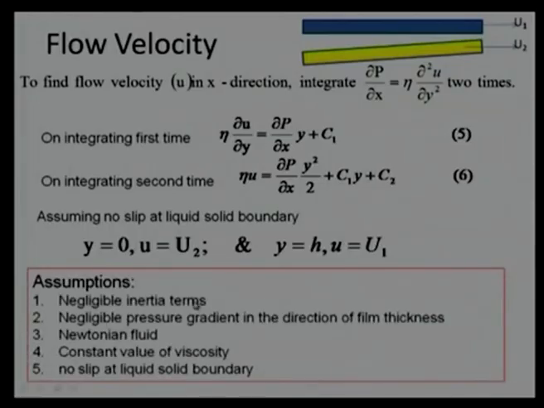Say initially we assumed inertia terms are negligible, second was that the pressure gradient in the direction of film thickness is negligible, we are not accounting for it. Our pressure gradient in the x direction as well as the z direction does not depend on the y coordinate. Then Newtonian fluid, we assumed a constant value of viscosity, the viscosity is not a function of x, y, z coordinates. And the last assumption we made here is that there is no slip at the liquid solid boundary.